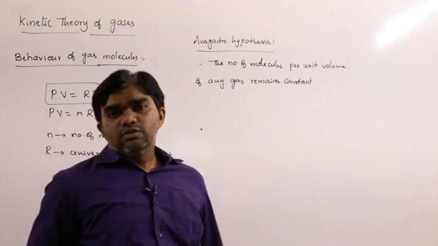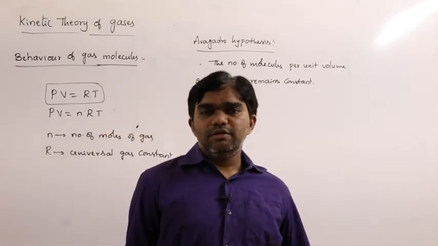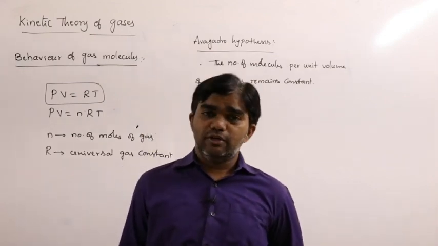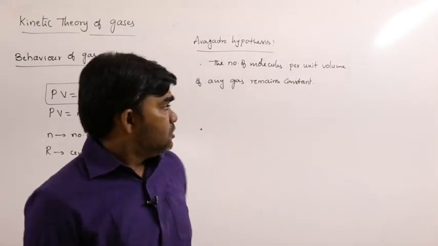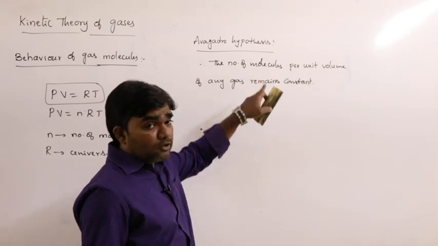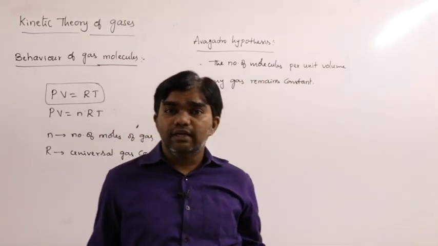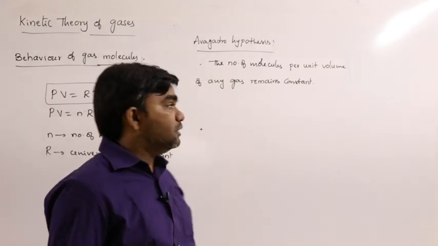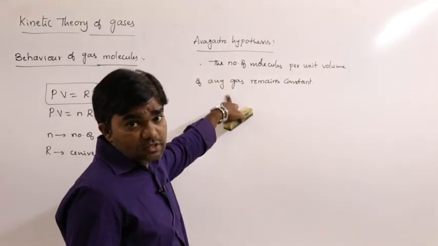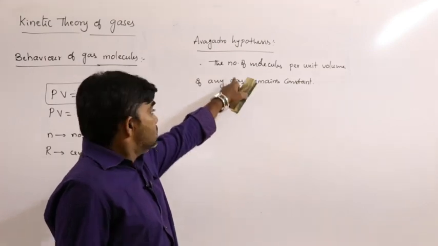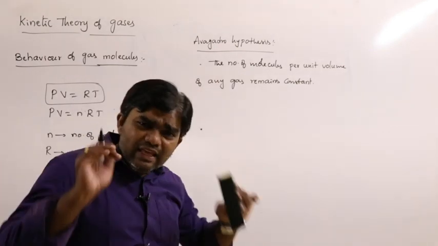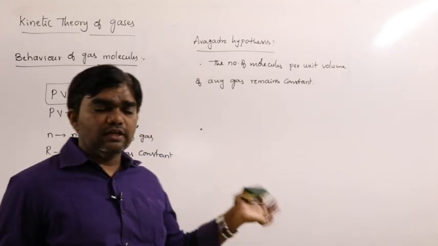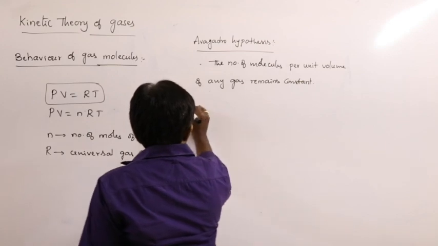This condition must take place at STP or NTP, standard temperature and pressure, or normal temperature and pressure. That means the number of molecules per unit volume remains constant. That is Avogadro's hypothesis. Avogadro assumed that for any gas, the number of molecules per unit volume remains constant. Next, what is Avogadro number?